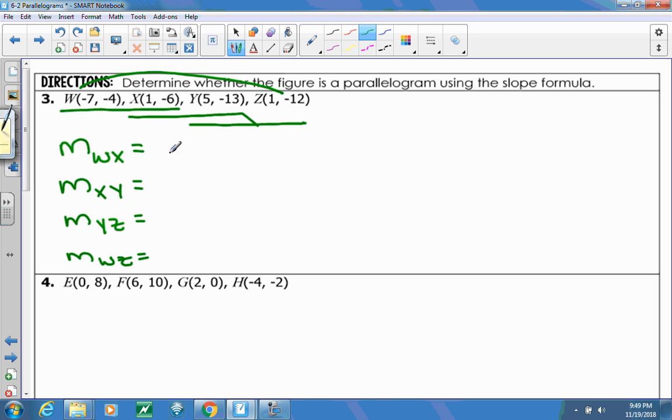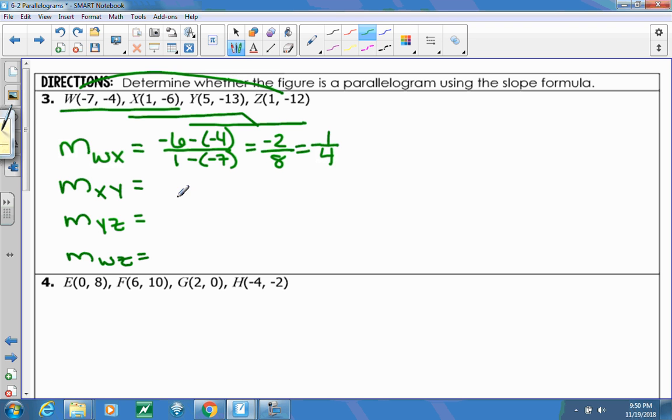So using your slope formula, which I'll show you in the first one here of WX, take the change in Y, so negative 6 minus a negative 4, divided by 1 minus a negative 7. So negative 6 minus a negative 4, it's adding 4, so I get negative 2 over, and 1 minus a negative 7, that's going to give us 8. It will be in your best interest to simplify things, and so you should get negative 1/4.